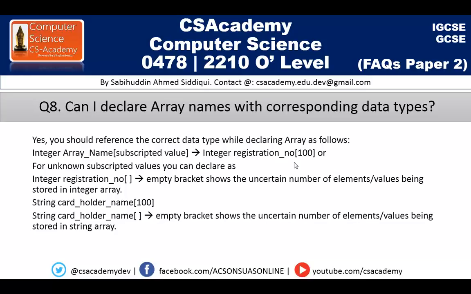declared with an empty array. Empty array does not mean that there is no array. That means you do not know the number of values which will be input into the array, right? So the card holder name with empty brackets shows an uncertain number of elements, values being stored in the string array. These are the corresponding data types, and the empty set of array brackets represents that this is a kind of array. And if a value is written within them, that is known as the total number of subscripts.